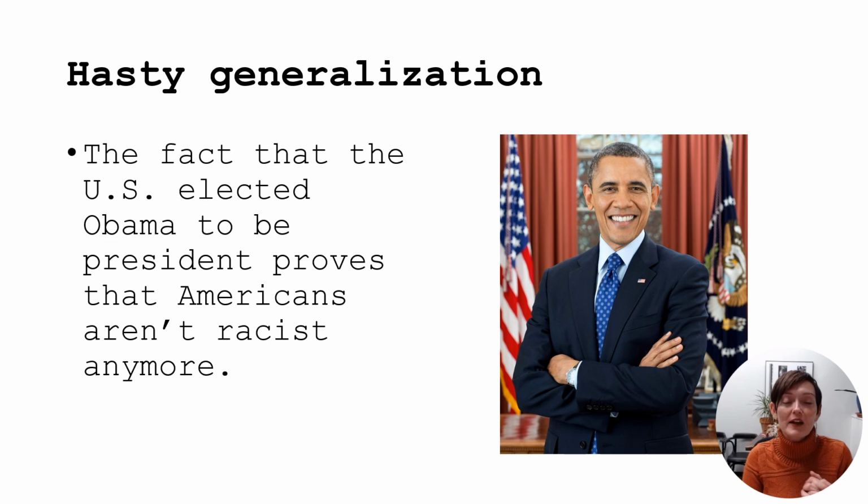Okay, last one for hasty generalization. The fact that the US elected Obama to be president proves that Americans aren't racist anymore. Proves that Americans aren't racist anymore. So taking one president and making that somehow prove your point is a hasty generalization. It's not enough of a data point. There are many other data points you could bring in that would speak in the other direction. So this one-off example, especially when we've never had another person of color, doesn't do you much good. This is a hasty generalization logically.